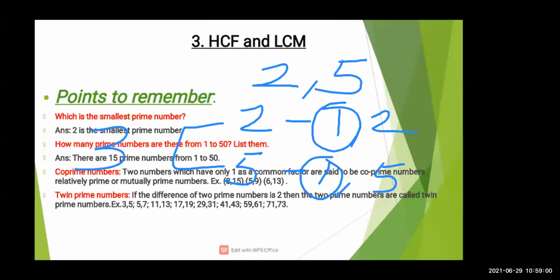So is it twin prime number? No. Very good. Understood? See, I have taken prime number only, but the difference is 3. Difference कितना चाहिए हमको? Difference हमको चाहिए 2 का. But the difference is 3. So this is not a twin prime number.